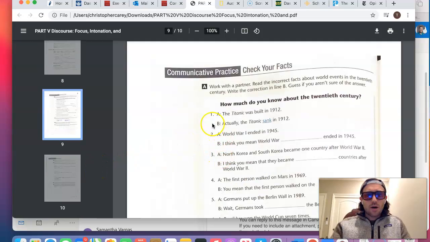So for example, number one is done for us. The Titanic was built in 1912. Actually, the Titanic sank in 1912. So the focus word in the first part, part A, is Titanic. The Titanic was built in 1912. But notice how the focus words change when we're correcting, when we're giving different information.